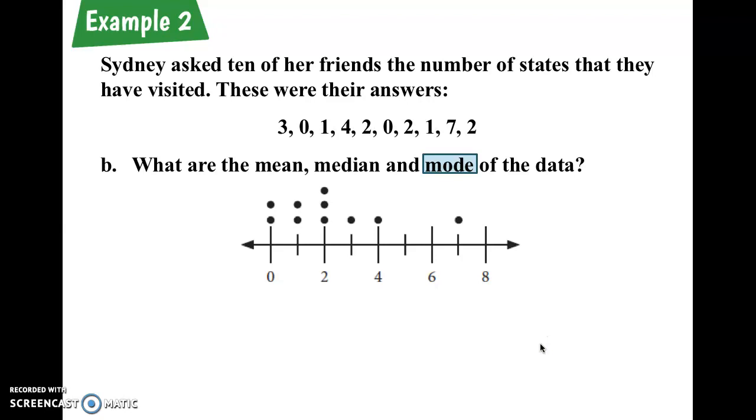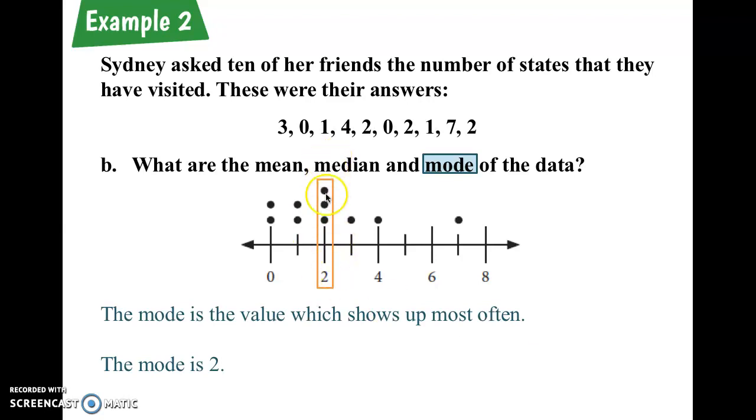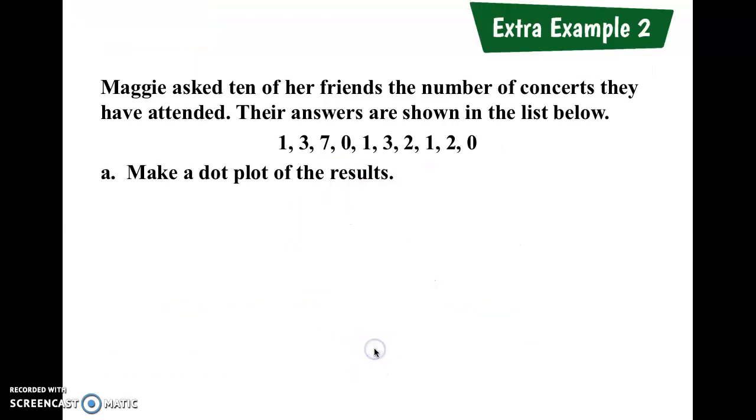Mode. Again, mode, the number that appears most often. If we're looking at this data, the number that appears the most is 2.